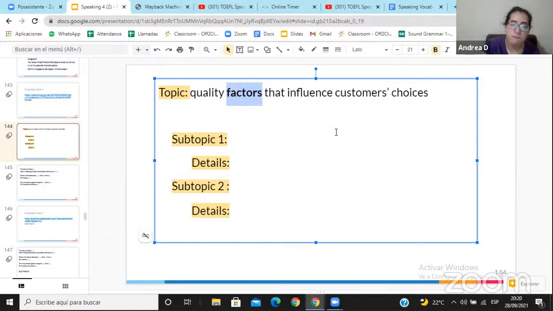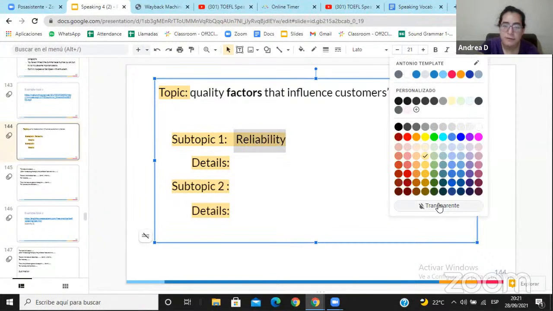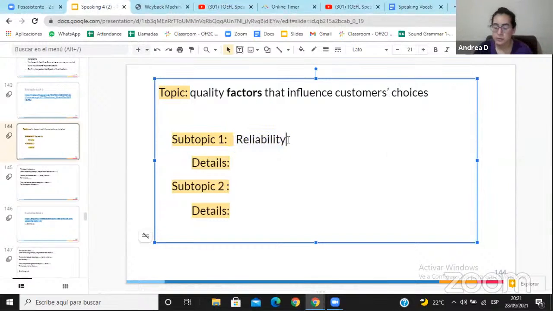So we know that we have two of them, right? Two subtopics. So what was the first one now? What was the first subtopic? Reliability. Nice, reliability. Okay. Now, do we have any explanation whatsoever on what it was? So what's reliability? What's the definition?